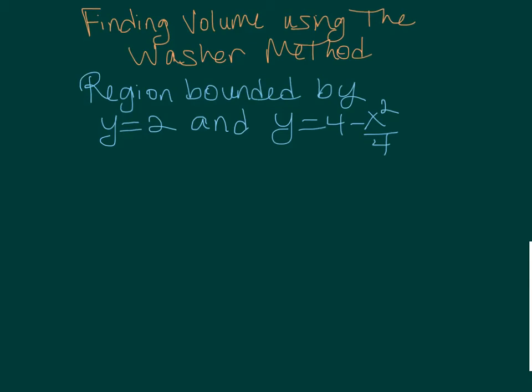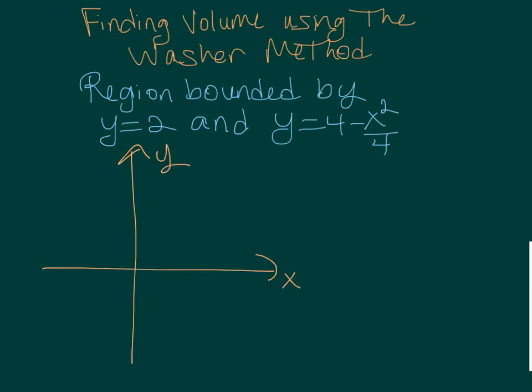If you've mastered the disk method for finding volumes, you're now ready to learn the washer method. So here we go with an example. Let's look at the region bounded by y equals 2 and y equals 4 minus x squared over 4. So let's see what this region looks like.